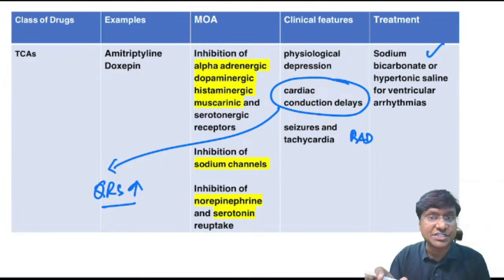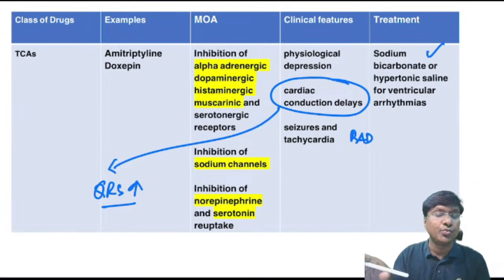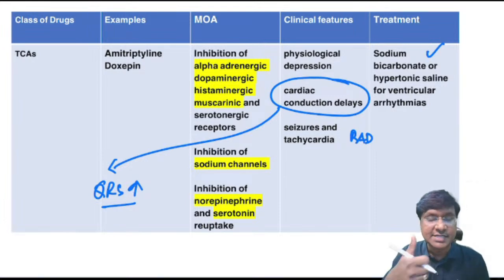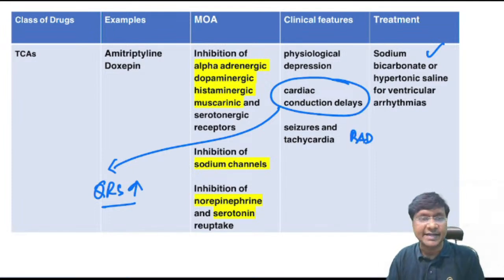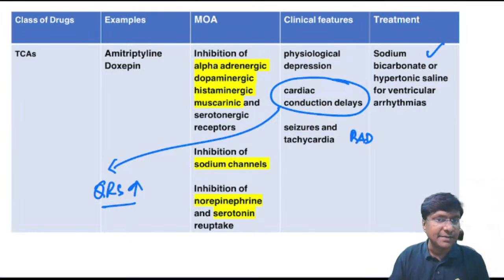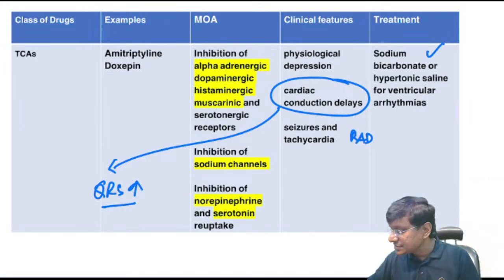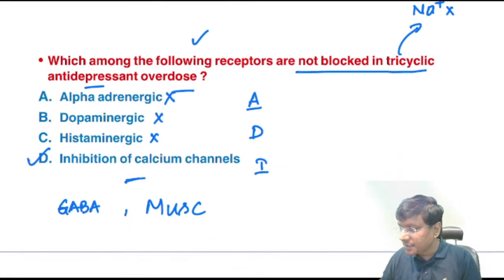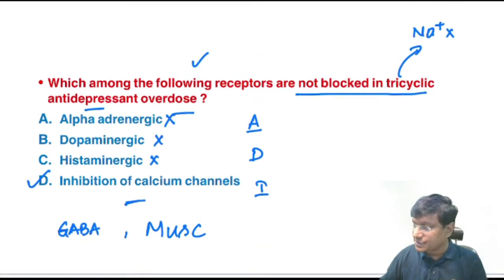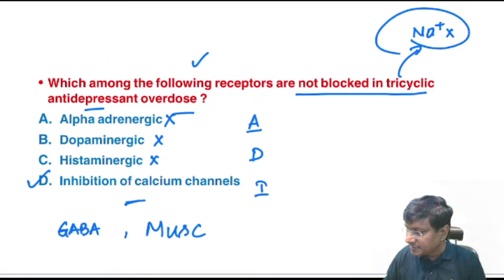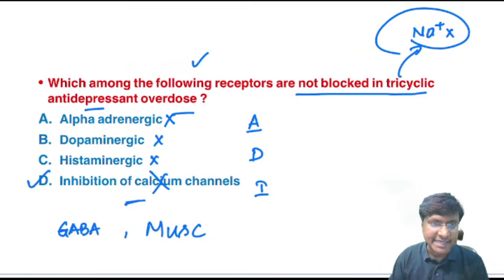And what are the drugs which are avoided? The drugs which are avoided are the same drugs we have just discussed. That is, class 1A, class 1C, and class 3 antiarrhythmic drugs are avoided in case of tricyclic antidepressant overdose. What are the examples of tricyclic antidepressants? Amitriptyline, doxepin, and imipramine. The channels blocked by tricyclic antidepressants are the sodium channels, but not the calcium channels.